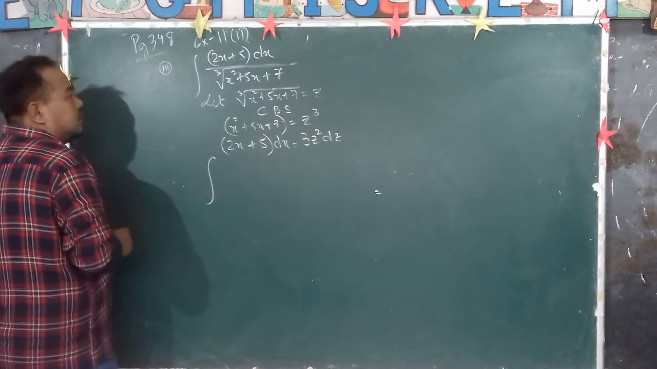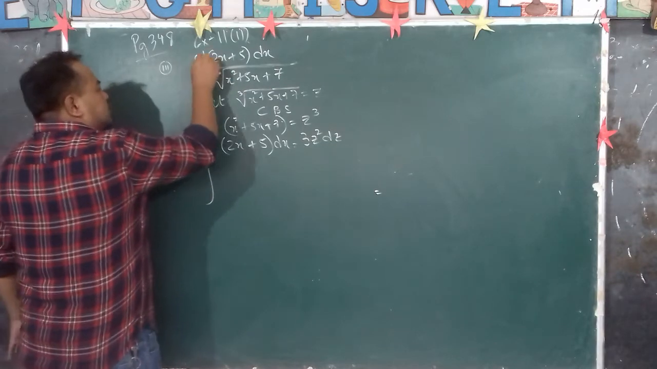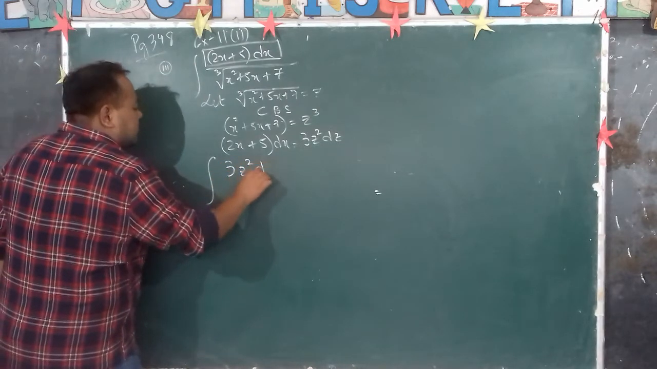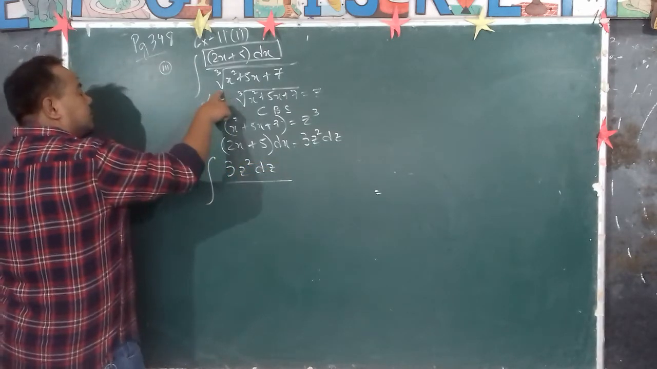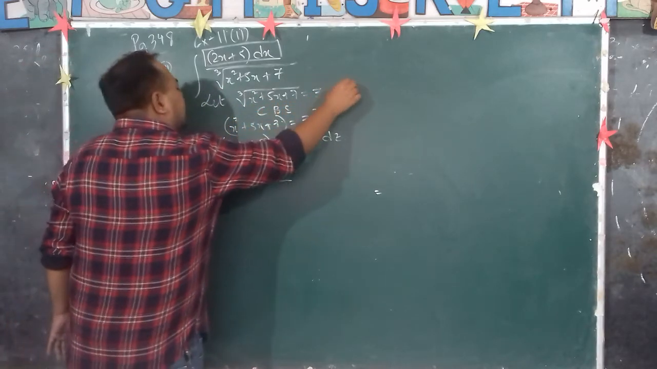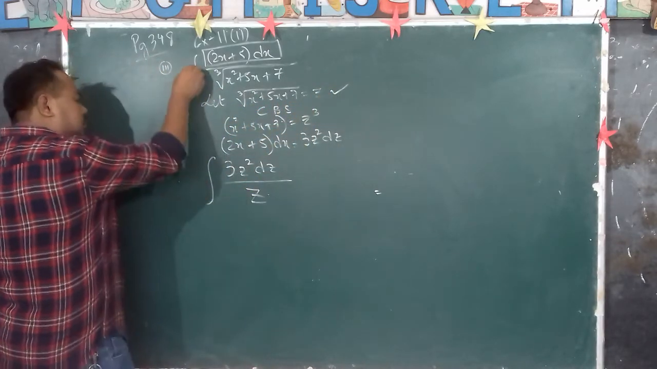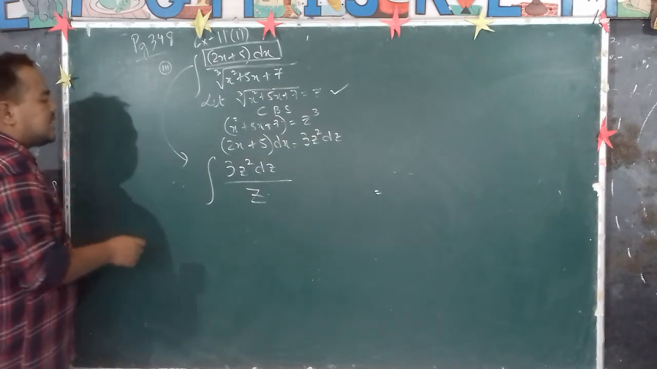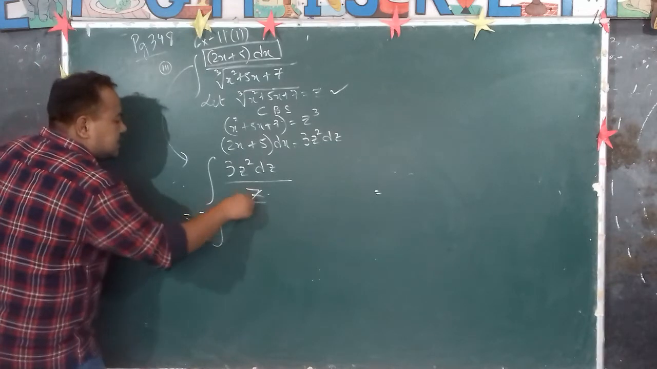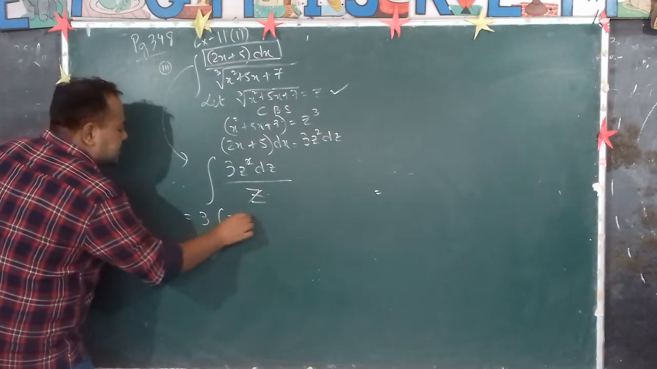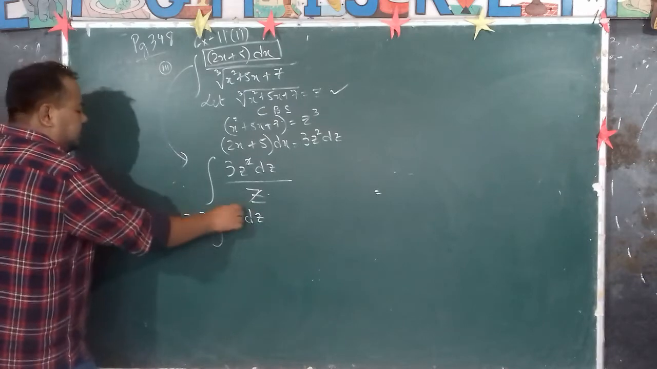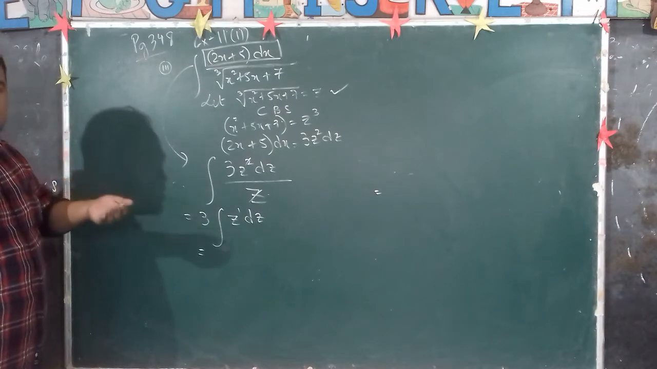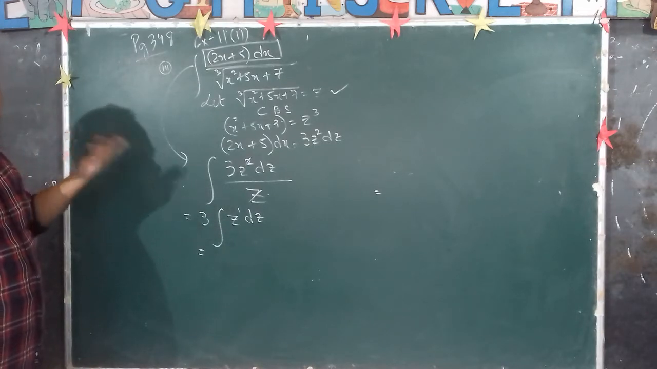Now again do the same thing, same process, substitute. So instead of (2x plus 5) dx, what can I write? 3 z square dz divided by, instead of cube root of x square plus 5x plus 7, what can I write? z. So as you can see, the moment you substitute, the entire question changes from x to z, and automatically it gets reduced to standard form. So 3 is a constant, z and z get cancelled, so you are left with what? z into dz.